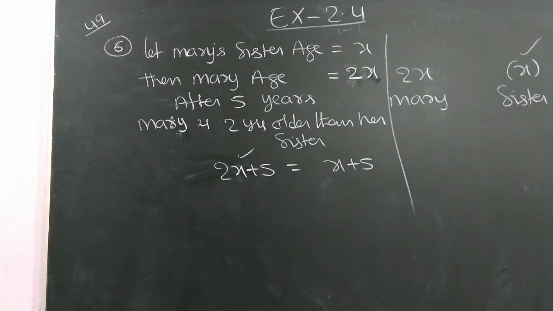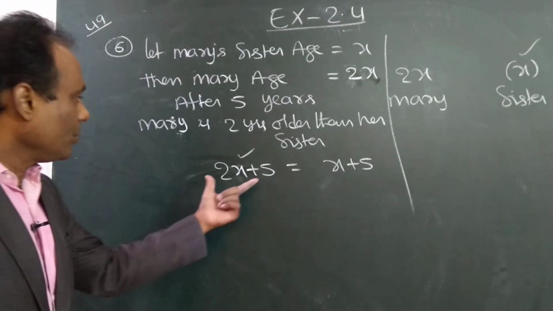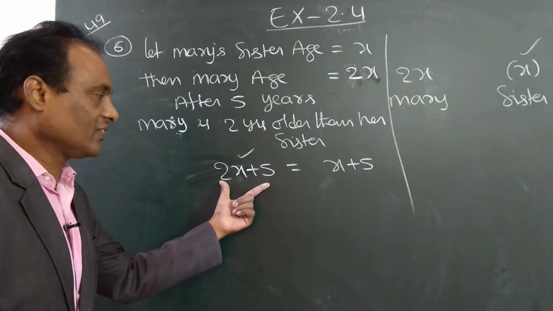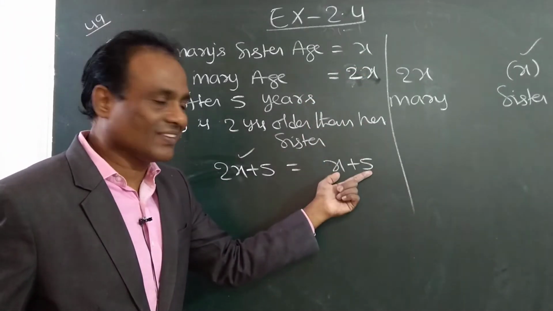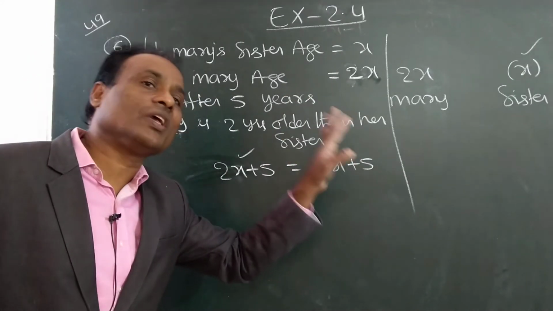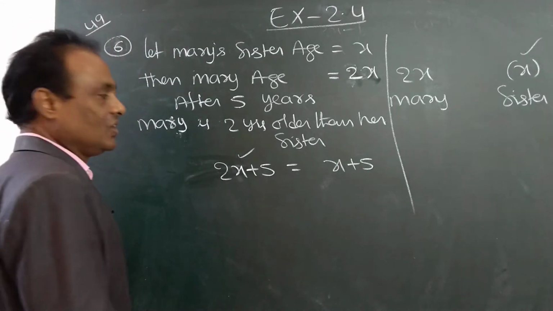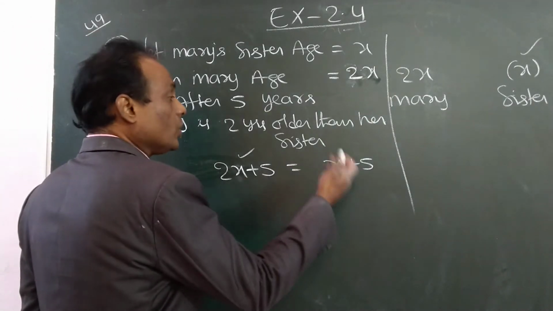You got the idea? Mary's age is this. Sister's age is this. Mary is 2 years older than her sister. 2 years older means 2 years more.